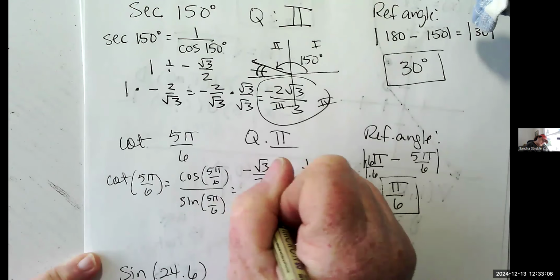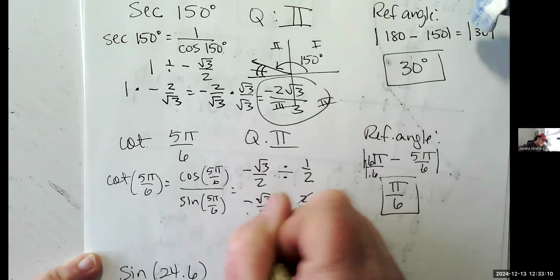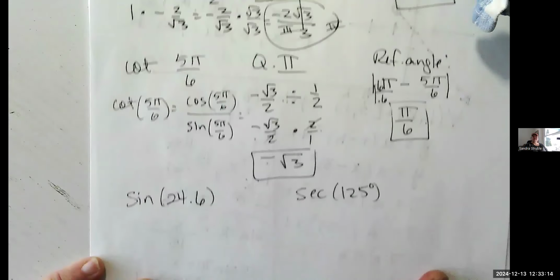So keep, switch, flip, gone, gone. So negative square root of 3 is the cotangent of 5 pi over 6.